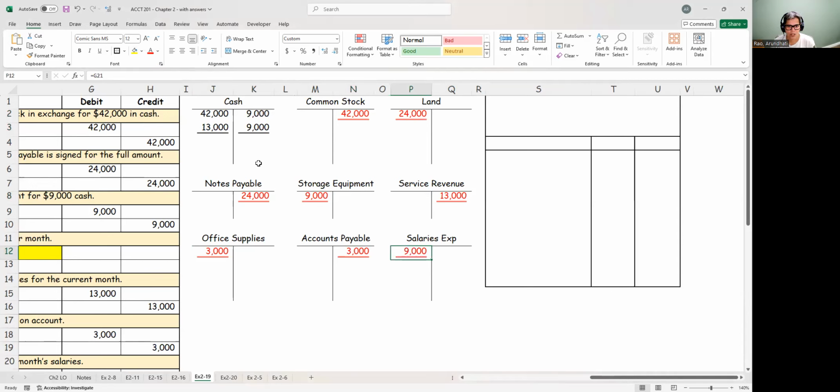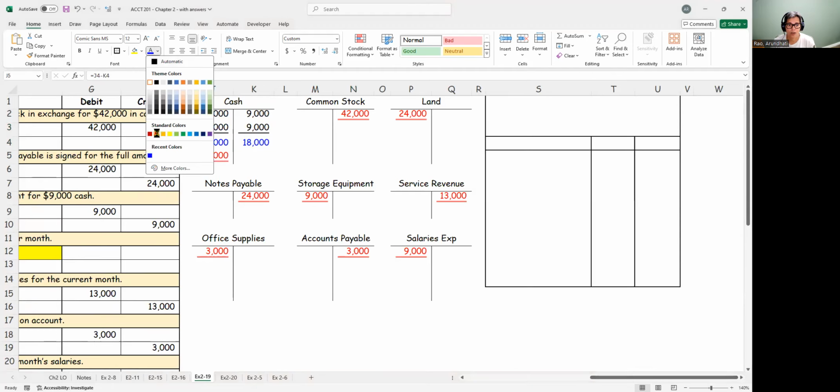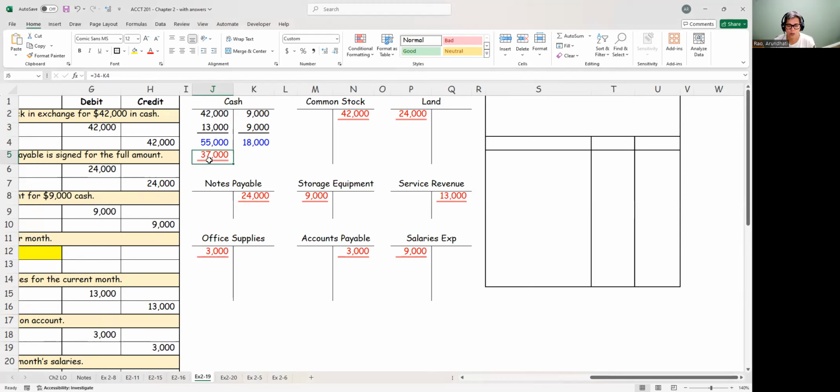Okay, so cash is the only one that has more than one number. We add up the debit side. We add up the credit side, more debit than credit. Take the difference and put that number under the larger side. So the difference between the two, debits are more than credits. So we have a debit of 37,000. So now I'm done with the third step, which is posting into all the T accounts and finding the balance.